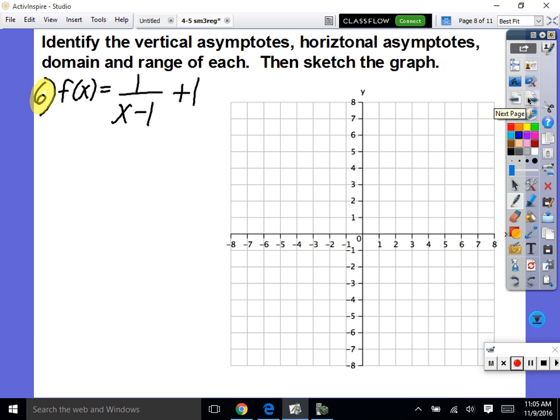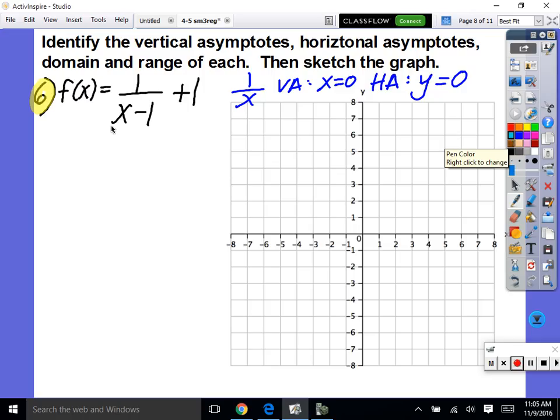So go to number 6. Now we're going to graph a rational function shifted from the parent function. It says identify the vertical asymptotes, horizontal asymptotes, domain and range of each. Remember the parent function was 1 over x. We had vertical asymptotes at x equals 0 and horizontal asymptotes at y equals 0. Now we're transforming that. So let's describe the shift in words.